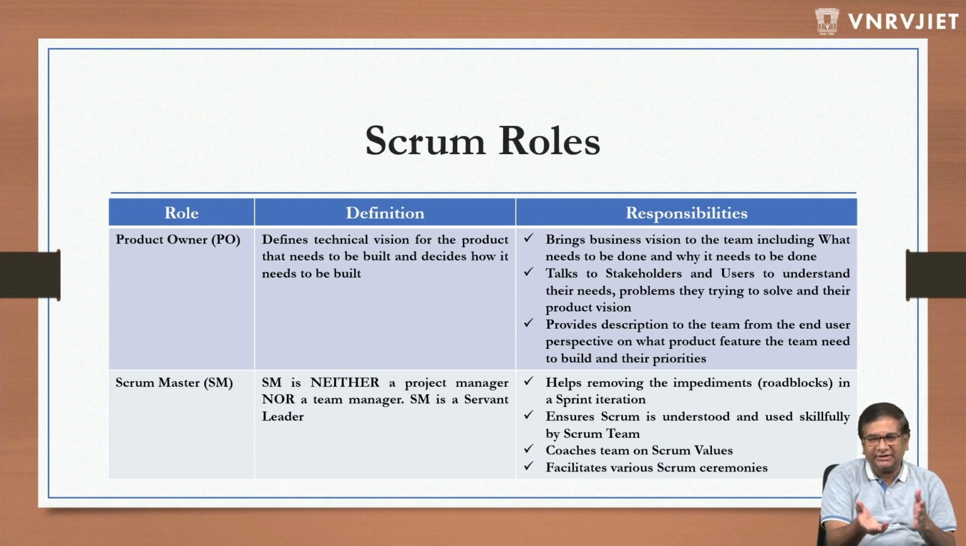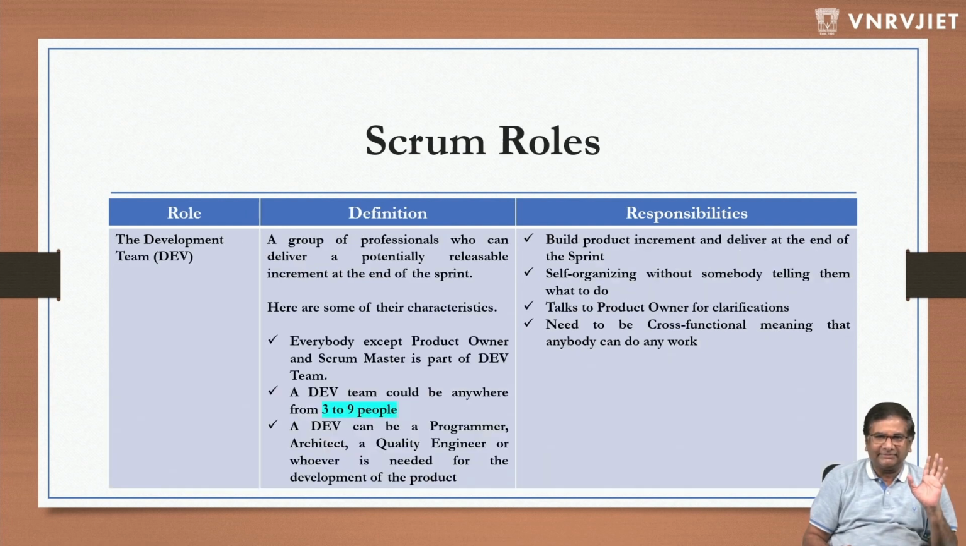He or she also ensures Scrum is understood and skillfully done by the team members, and coaches the Scrum values. He or she facilitates Scrum ceremonies. Most of the time, the Scrum Master is the technical manager or the people manager, and could act as the product owner as well. So these two roles can be combined in some organizations, but in some organizations they will be separate. It depends upon the organizational definition.